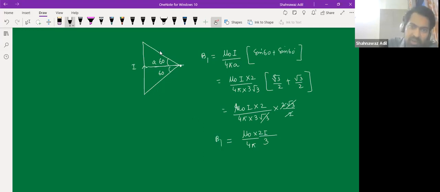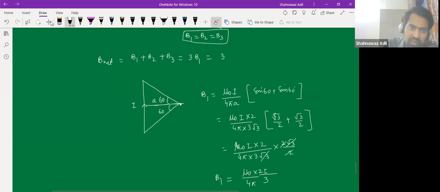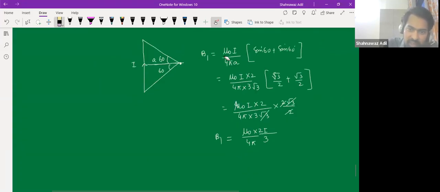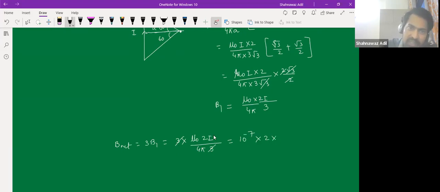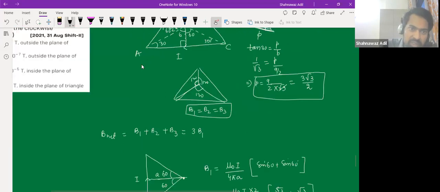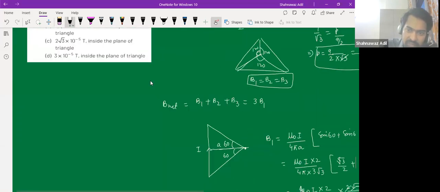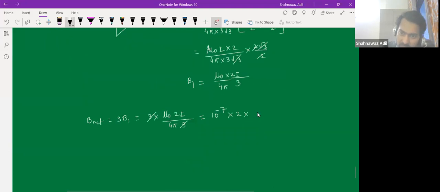And B net is how much? 3B1, right? So B net is 3B1. So 3 into mu naught I by 4 pi, 3 cancels. Mu naught by 4 pi is 10 to the power minus 7. 2 into I is how much? I was 1.5, right? So 1.5. So this would be how much? 3 into 10 to the power minus 7.